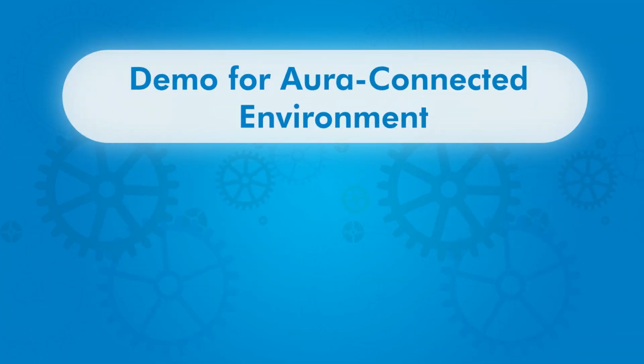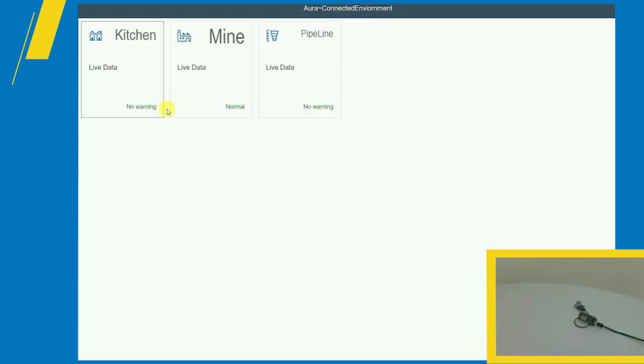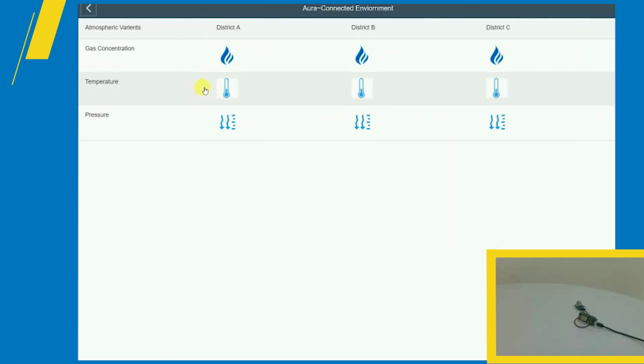Welcome to the demonstration of Aura Connected Environment. You see 3 tiles. Now let's go to the mining tile. Displayed is the status of atmosphere variance in different locations in District A, District B and District C. This represents the gas concentration of the particular area. This is for temperature and this for pressure.